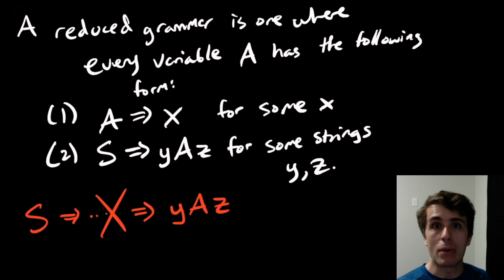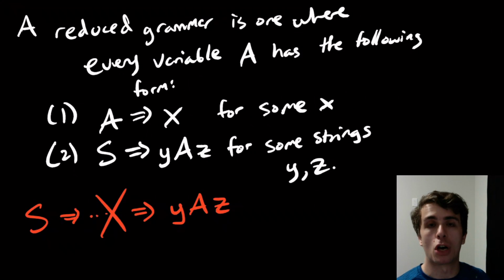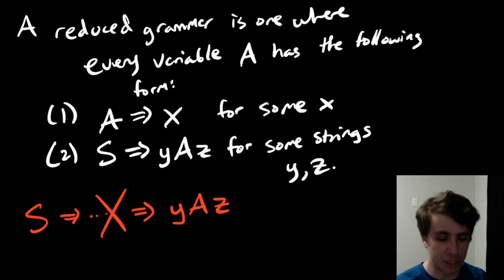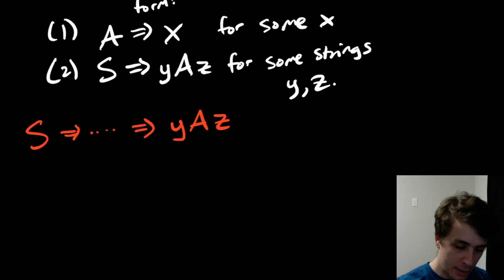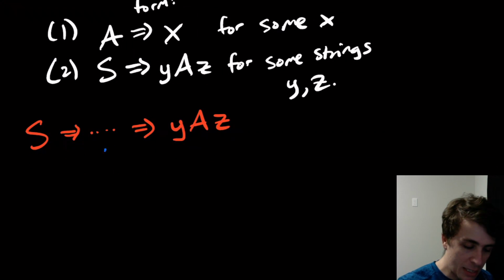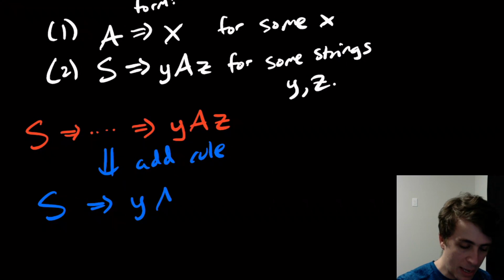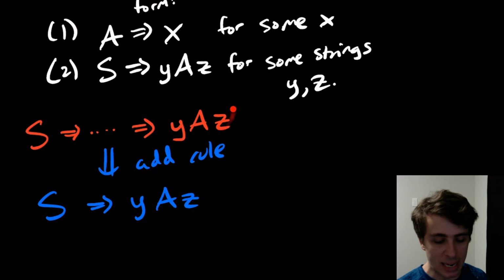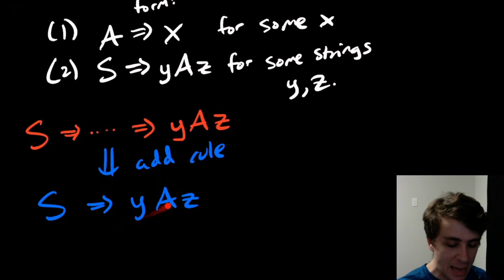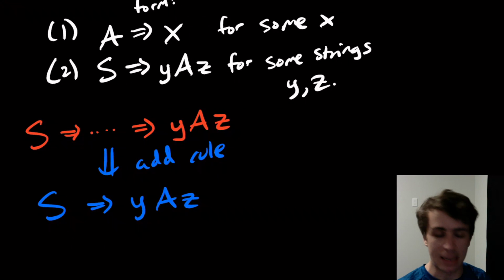So let's just assume that we actually have all variables reachable from the start one. So I have some way of producing this variable right here. Then what I can do is add the rule S produces Y, A, Z. If there's some way to produce this right-hand side, then I'm going to add the rule S goes to that directly. This is a new rule, and it's shortcutting our way to that right-hand side.